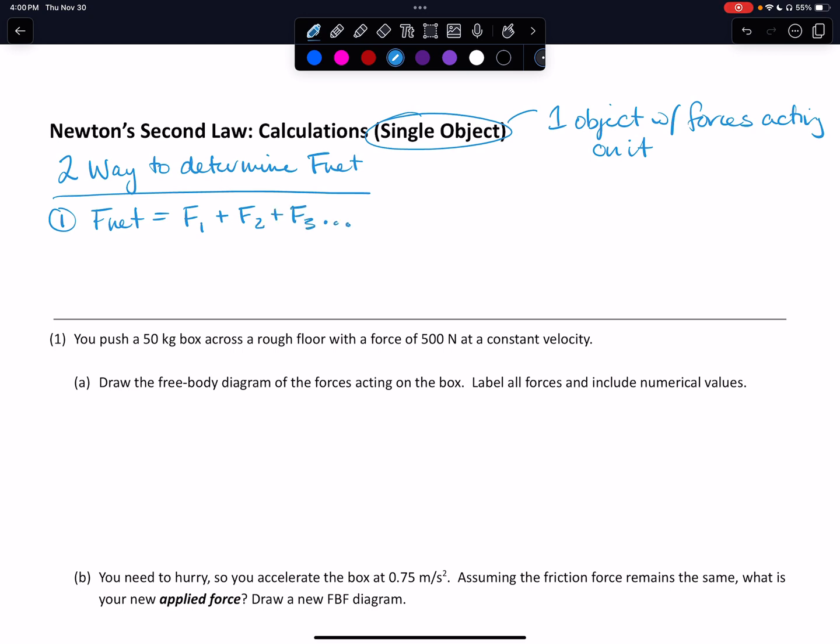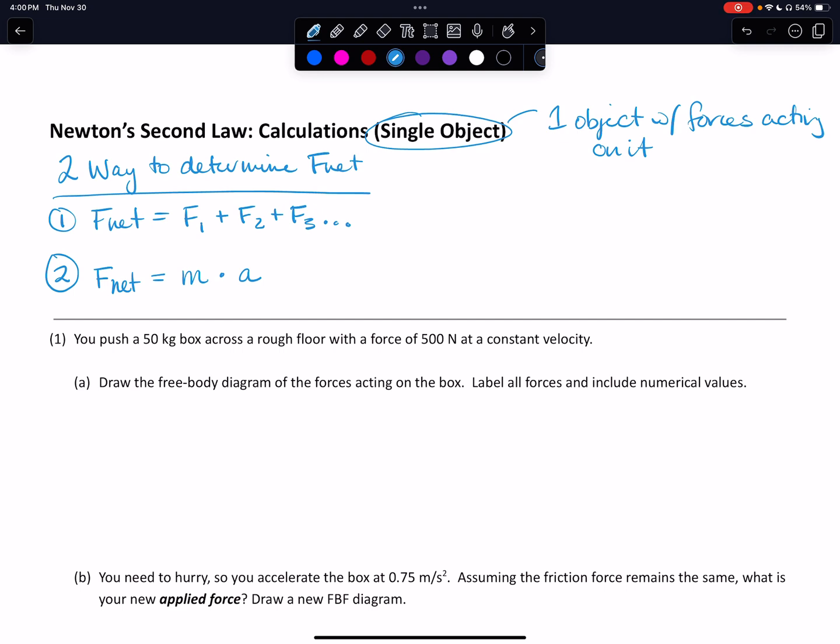The second way to find F net is to use Newton's second law, which says the net force acting on any object must be equal to the mass of that object times its acceleration. Now, acceleration is not going to be due to gravity in all of these cases because we're talking about how the object is moving, and it's not always due to gravity's pull.